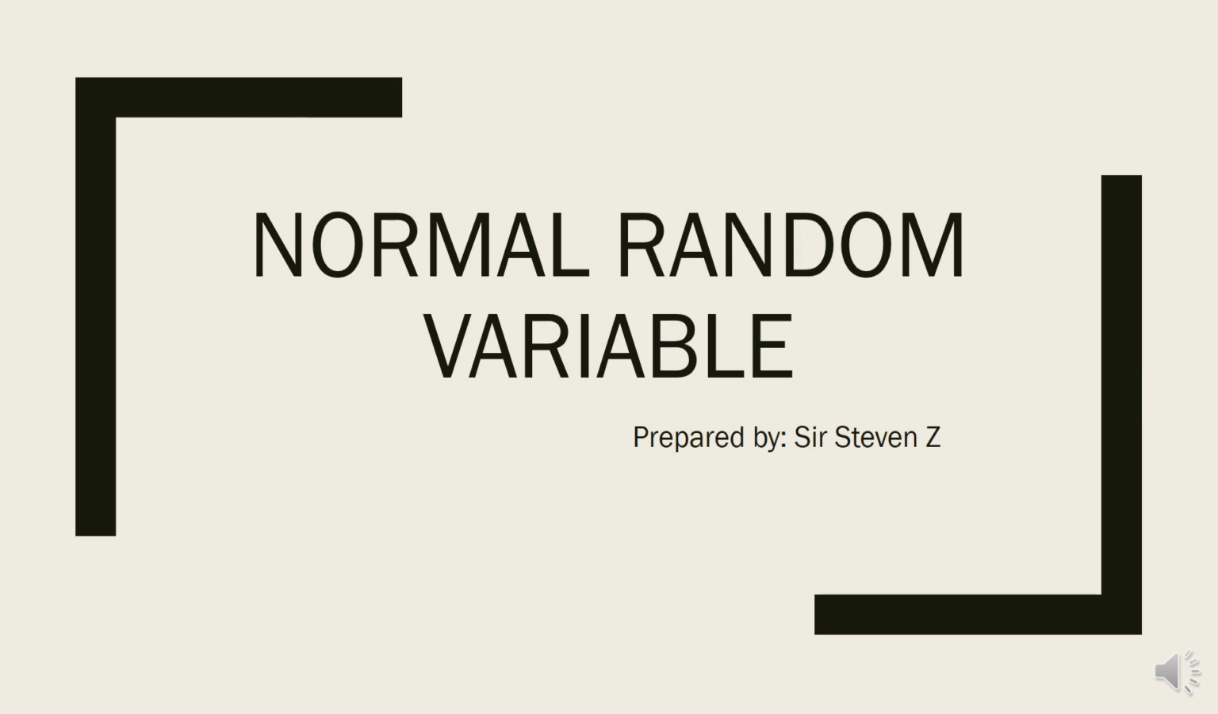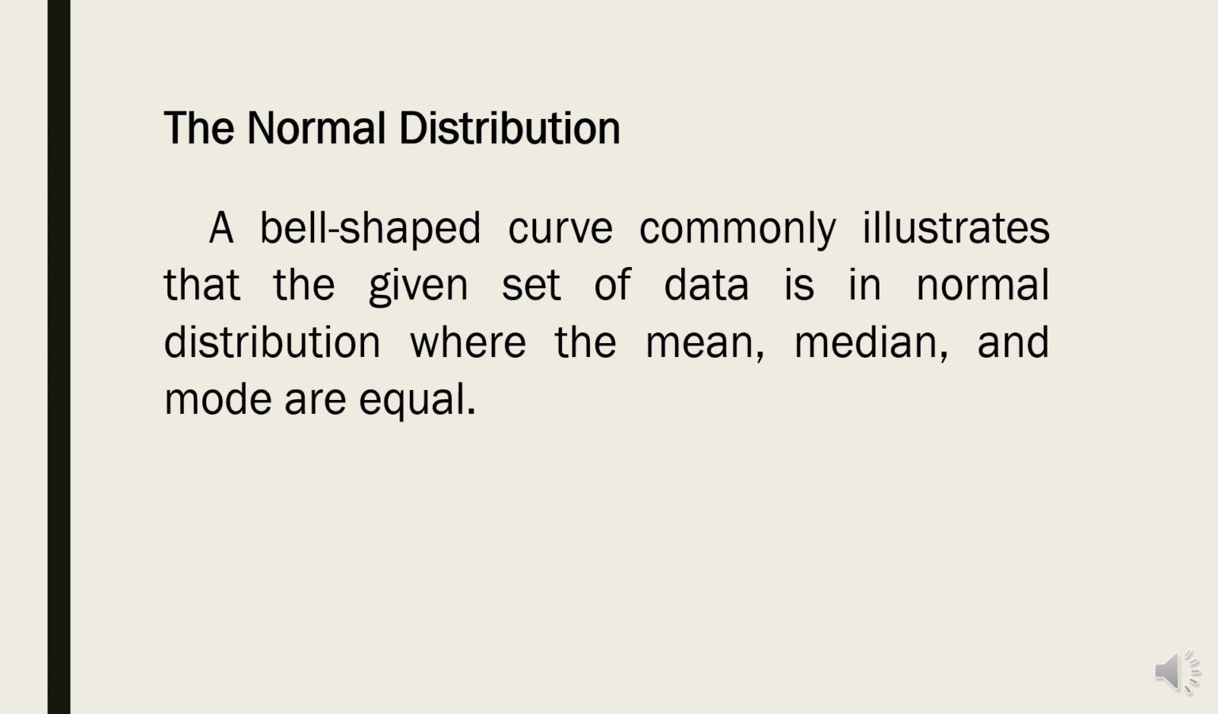Normal random variable. The normal distribution. A bell-shaped curve commonly illustrates that a given set of data is in normal distribution, where the mean, median, and mode are equal.